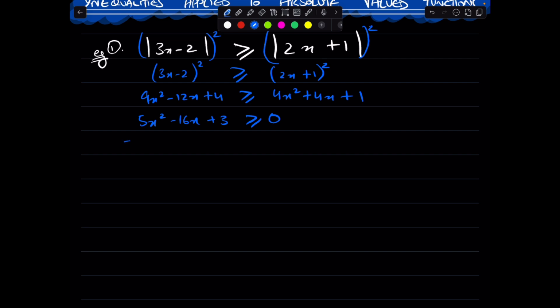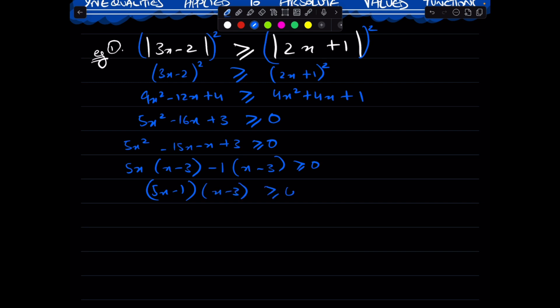Break the middle term as minus 15x and minus x. Take 5x common, you'll be left with x minus 3. Take minus 1 common and you'll again be left with x minus 3. The factors turn out to be 5x minus 1 and x minus 3. The roots turn out to be 1 over 5 and 3.